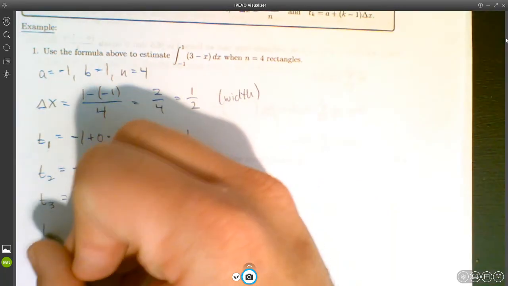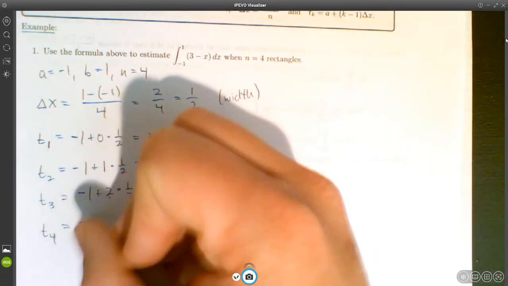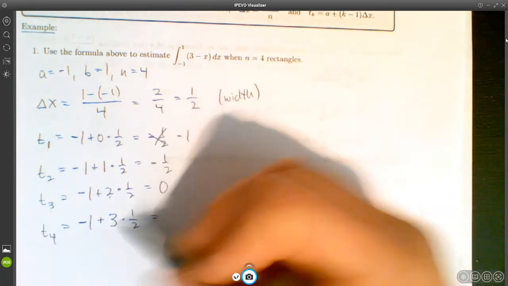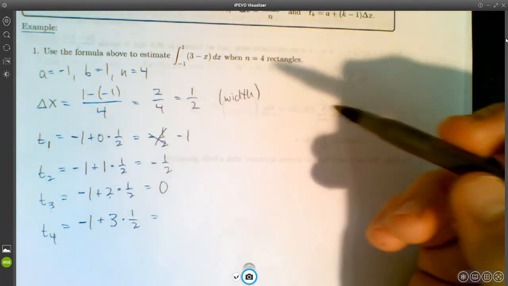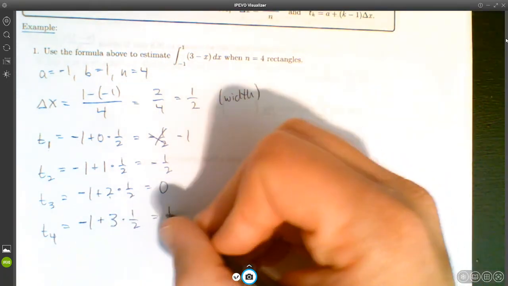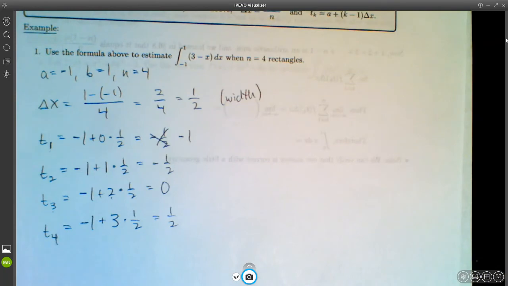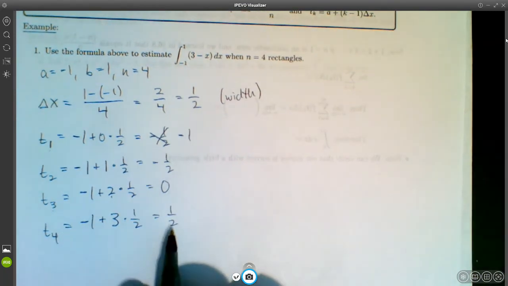And then the left end point of the fourth rectangle is going to be negative 1 plus 3 times 1/2. 3 times 1/2 is 3/2, or in other words, 1.5. 1.5 minus 1 is just a half. So there's the left end point of the fourth rectangle.